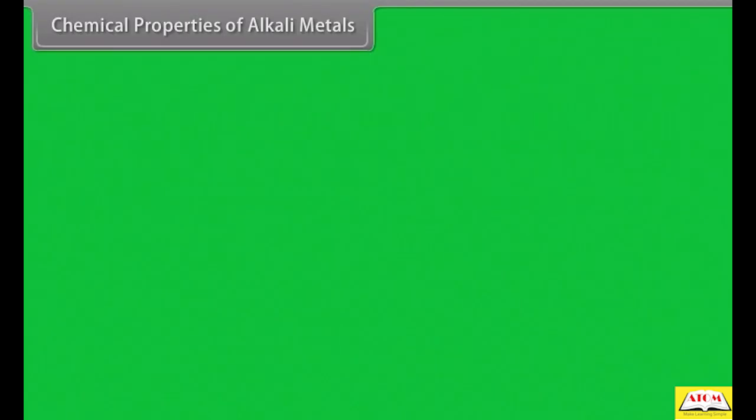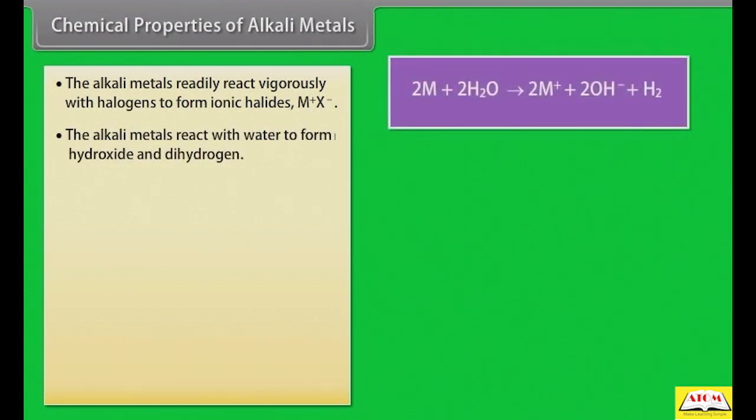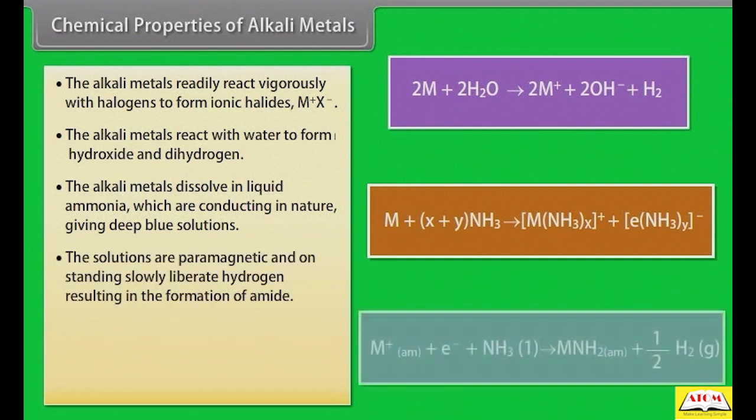Chemical properties of alkali metals. The alkali metals readily react vigorously with halogens to form ionic halides M+, X-. The alkali metals react with water to form hydroxide and dihydrogen. The alkali metals dissolve in liquid ammonia, which are conducting in nature, giving deep blue solutions. The solutions are paramagnetic and on standing slowly liberate hydrogen, resulting in the formation of amide.